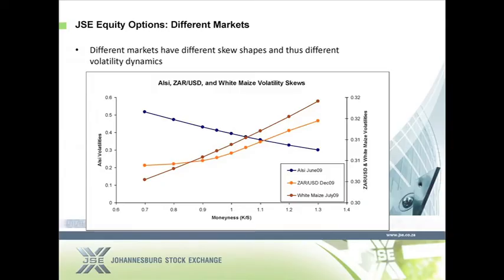We've got 3 different graphs of different skews, and we can see that due to different market dynamics and different supply and demand dynamics, the Aussie-shaped skew and the Rand dollar skew and the white maize skews are quite significantly different. They're actually the inverse. The Rand dollar and the maize skew are the inverse. This is because their price dynamics are the opposite. The maize price tends to go up a lot faster. It's quite sticky on the downside.